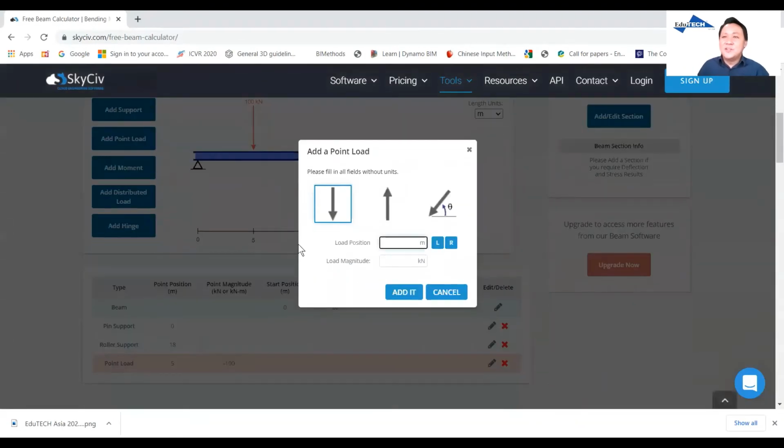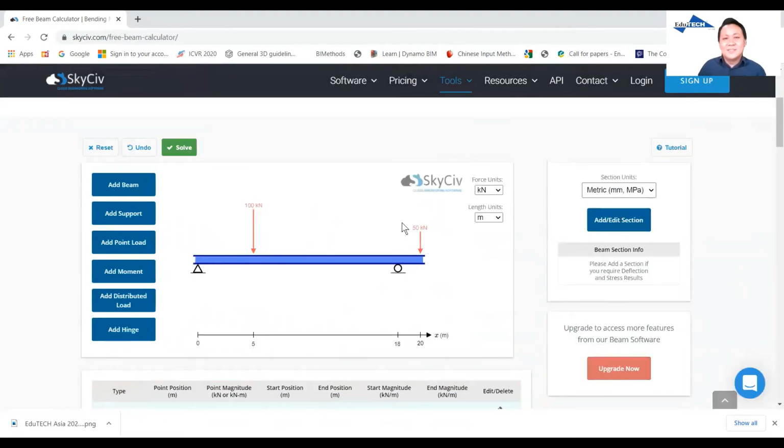Next, we are going to add another point load at 20 meter with the magnitude of 50 kilonewton. So what I've done just now is modeling. Students can actually go to the website and try for themselves. So this is where we go from input modeling to guided practice.